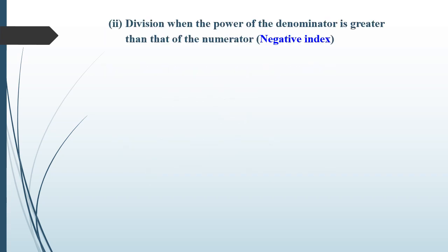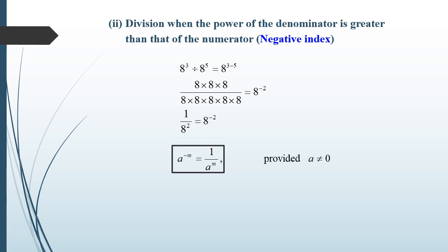Division when the power of the denominator is greater than that of the numerator. So the final answer will get the value with the power of negative. So what do we do here? Yes, this is going to the fourth or fifth rules. Okay, a negative power indicates a reciprocal.